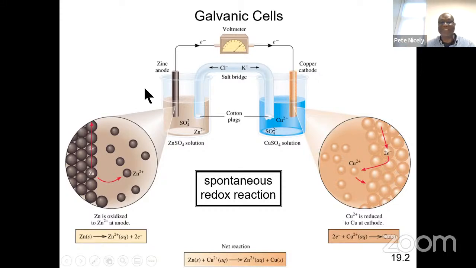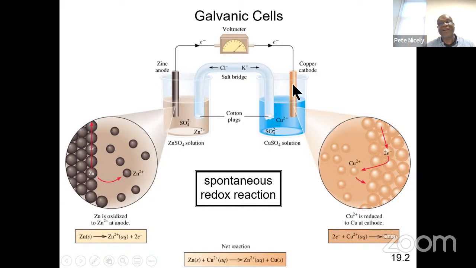So what you're looking at here is what is called a galvanic cell, all right? This is basically what is used to create an electric current based on a spontaneous redox reaction. So let me try to describe what we have here in this particular example of a galvanic cell. We have two solutions in two separate beakers, right? One solution contains zinc sulfate, the other contains copper 2 sulfate actually, right?